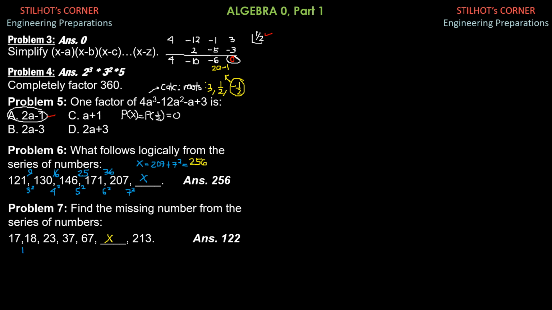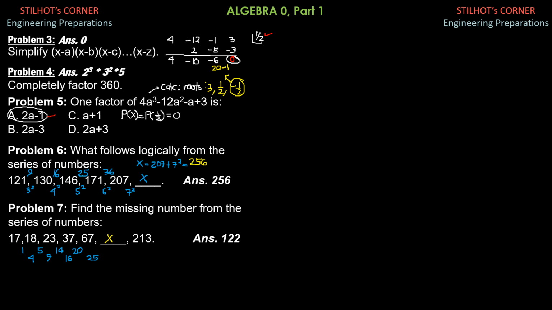So 1, 5, then 14, then this is 20, and notice further that the differences are 4, 9, 16. So these are perfect squares, these are square pyramidal numbers. So the next should be 25 here.